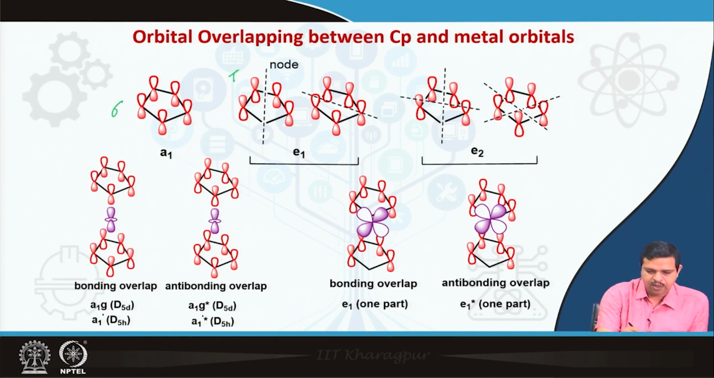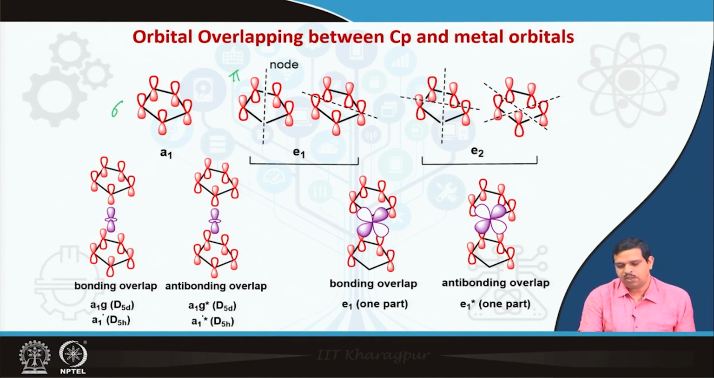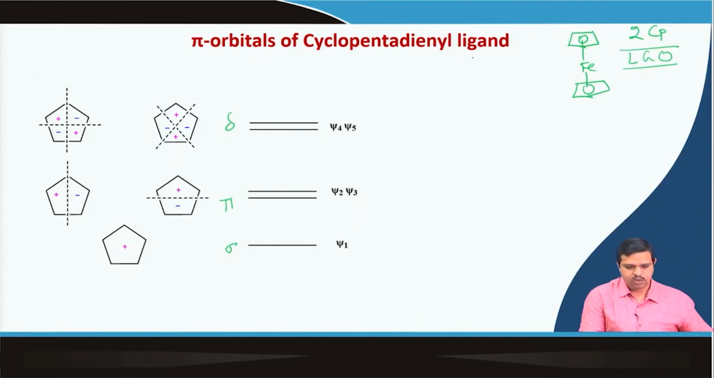So this is the pi, and another case, the highest doubly degenerate, you have a delta symmetry: sigma, pi and delta. So you have no node, single node and two nodes. Similarly, this is a simple way to present the three sets of the pi orbitals present in the cyclopentadienyl ligand.